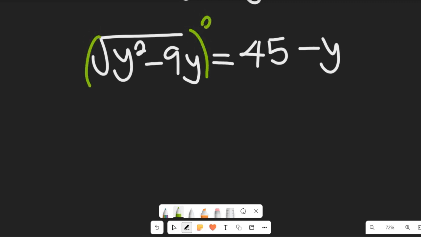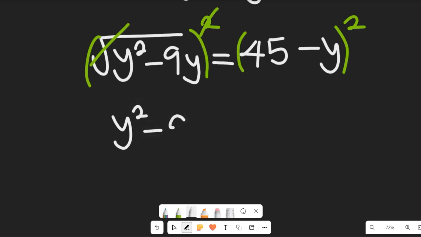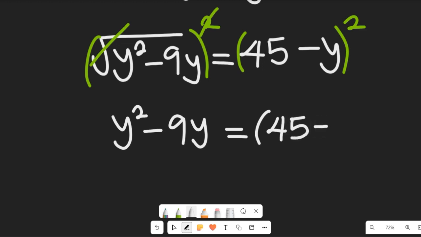So we will consider taking the square of both sides to clear the square root. This square is going to clear this square, and we'll be left with y squared minus 9y, and that will be equal to (45 minus y) squared.